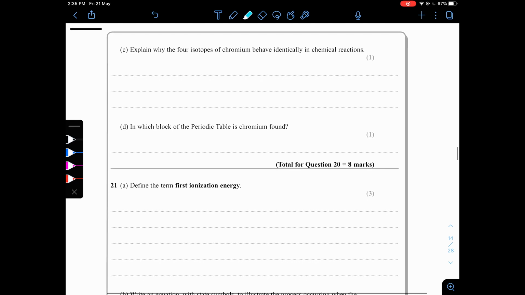Explain why the four isotopes of chromium behave identically in chemical reactions. So they're talking about chemical reactions. Now, chemical reactions are to do with electrons, right? The sharing, the swapping, is all to do with electrons, right? How one element deals with another element with the sharing of electrons or taking away electrons or borrowing electrons. So we know isotopes are what? They have the same electron configuration or the same total number of electrons.